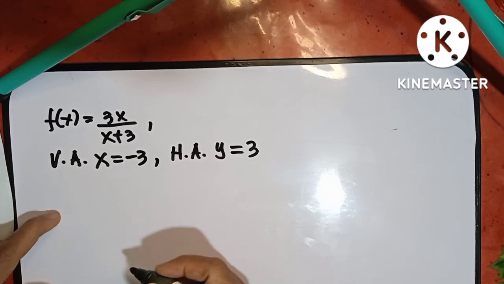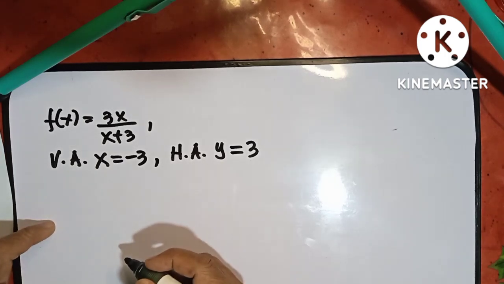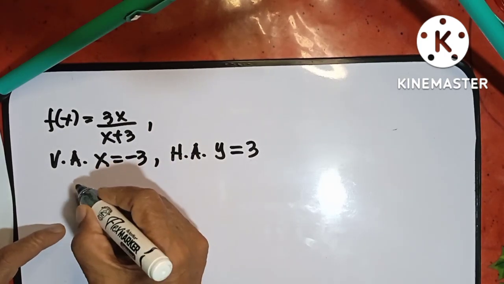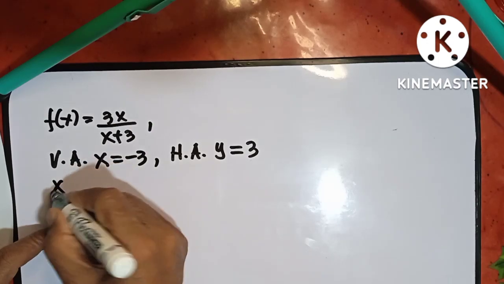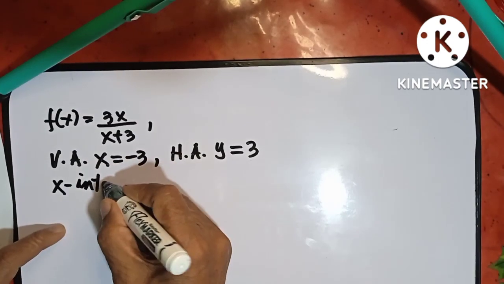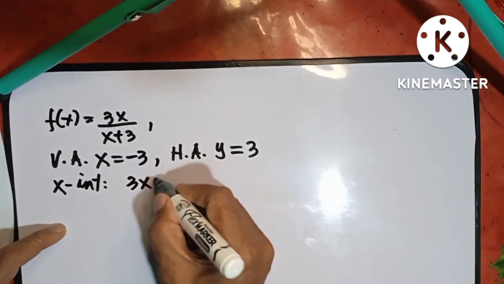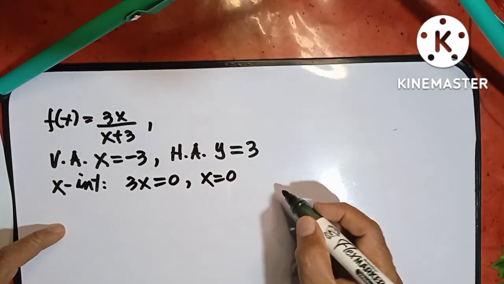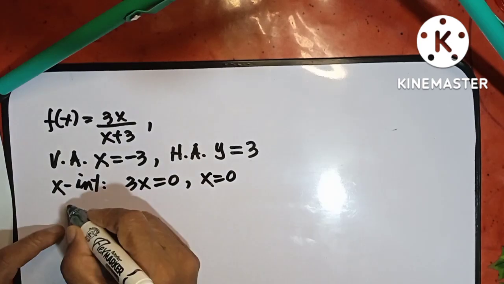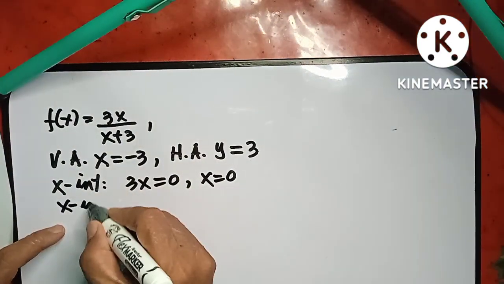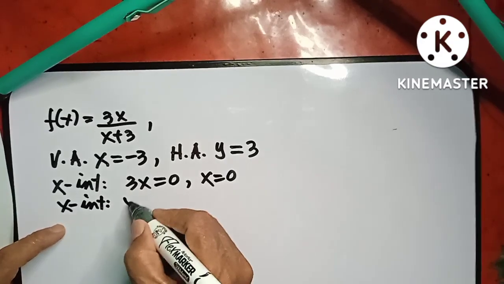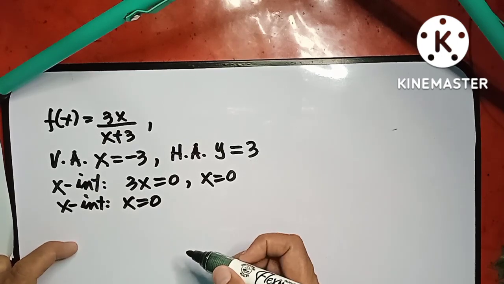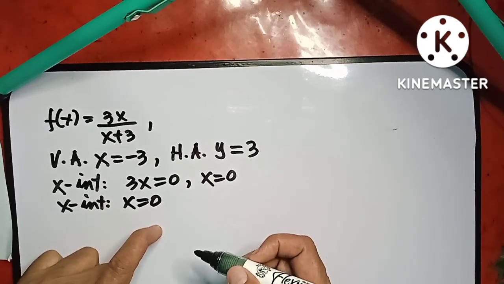Now we are going to get the x-intercept of the rational function. To get the x-intercept of the rational function, we are going to equate the numerator to 0. And so x equals 0 is the x-intercept. Why? Because in the x-intercept, y equals 0.